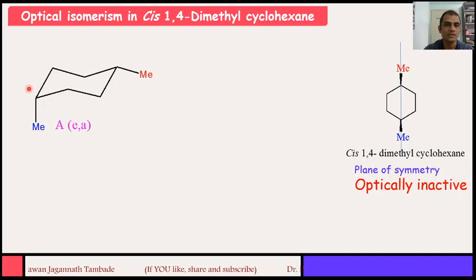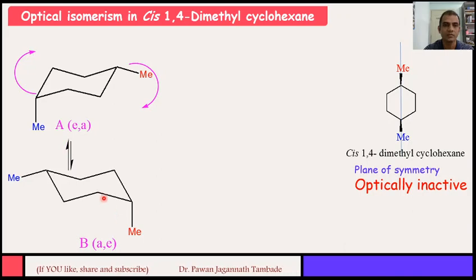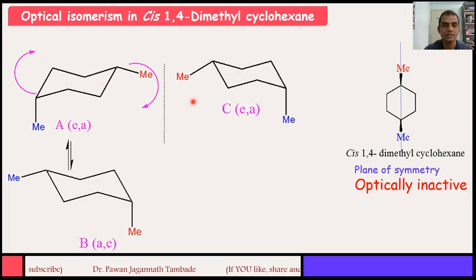This is the cis isomer of 1,4-dimethyl cyclohexane. If we flip this ring in this way, then we will get another conformer which is like this. And if you try to look at this molecule in a mirror, the molecule will look something like this. They are mirror images. As I told earlier, this molecule has a plane of symmetry and thus it is optically inactive.